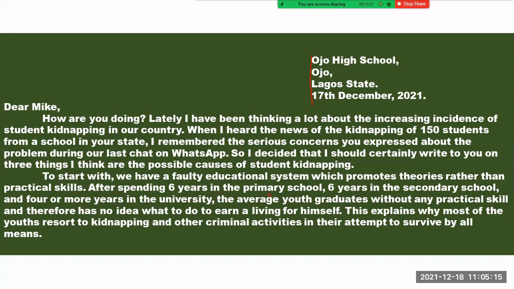After spending 6 years in the primary school, 6 years in the secondary school, and 4 or more years in the university, the average youth graduates without any practical skill and therefore has no idea what to do to earn a living for himself. This explains why most of the youths resort to kidnapping and other criminal activities in their attempt to survive by all means.